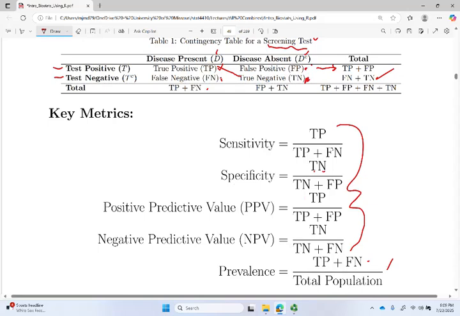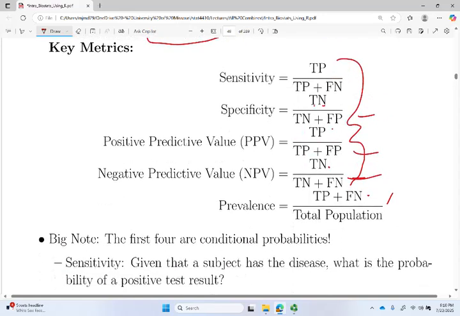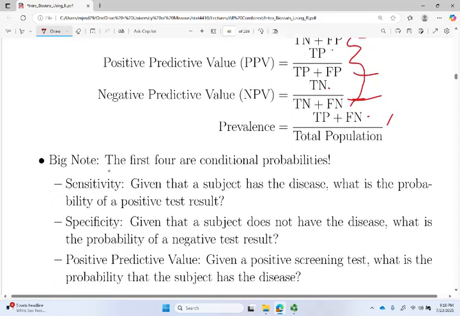So it's given that you have the disease, what's the probability that the test indicates you do have the disease? Specificity is opposite. Given you don't have the disease, what's the probability that you test negative? Right? And then these are also conditional. Given that you tested positive, what's the probability you have the disease? Negative predictive value. Given that the test was negative, what's the probability that it's a true negative, that you don't have the disease? Okay.